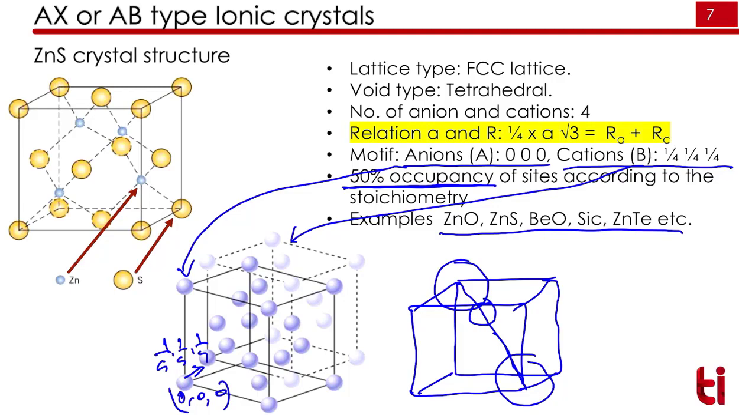Remember that only 50% of the seats are occupied, so the remaining 50% are empty. Here we can see that this is the radius of the anion, and this is the radius of the cation, because at the center we have to count. The body diagonal is root 3 a, and the cation is situated at the 1/4 position. So 1/4 of root 3 a equals the radius of the anion plus the radius of the cation.